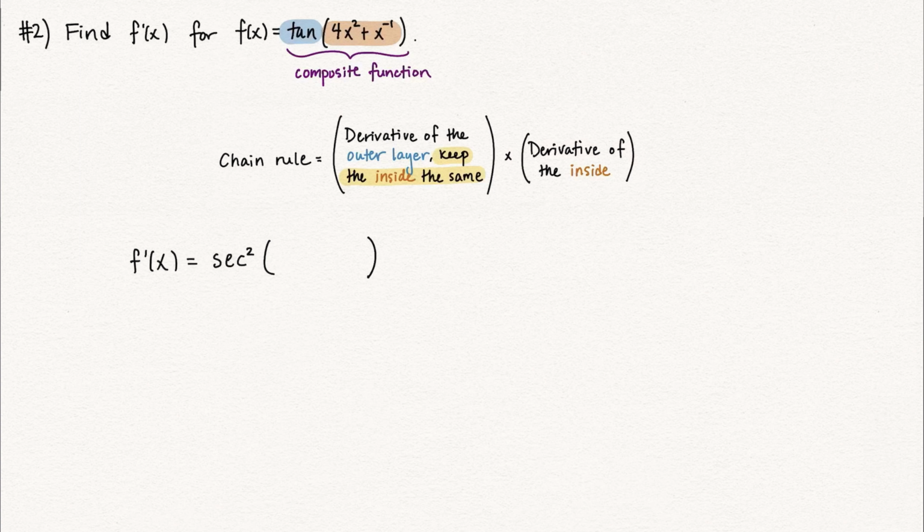So according to keep the inside the same, I'm going to plug 4x squared plus x to the negative 1 back into secant squared. So again, what we've done here is we first differentiated the outer layer and only the outer layer, so we turned tangent into secant squared, and then we plug the inside function back in. And then our second term will be the derivative of the inside. And this one is going to be a little bit more straightforward, right? Because the derivative of 4x squared plus x to the negative 1 is just going to be two applications of the power rule. So our first term will become 8x, and then our second term will be plus a negative 1 times x to the negative 2.